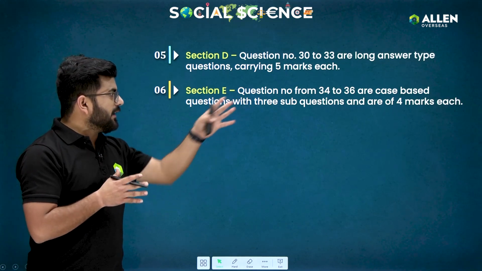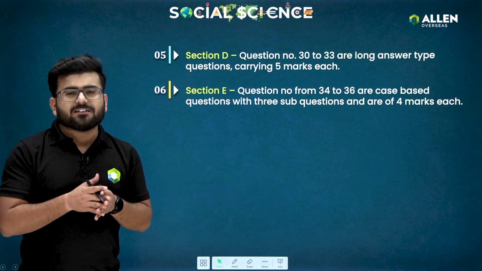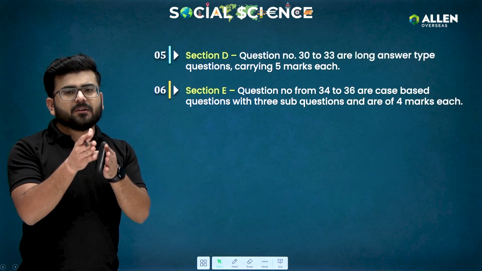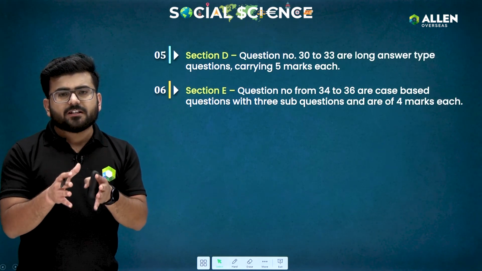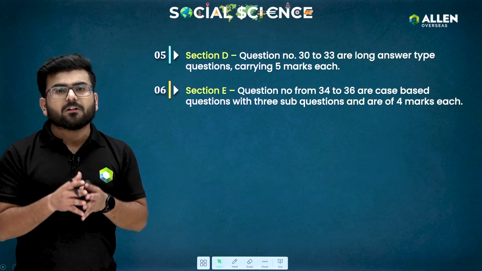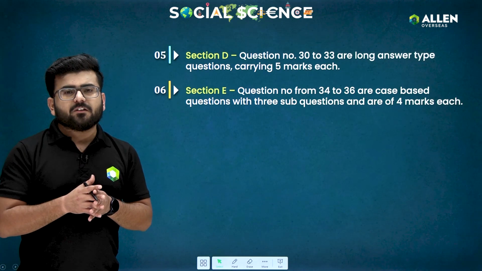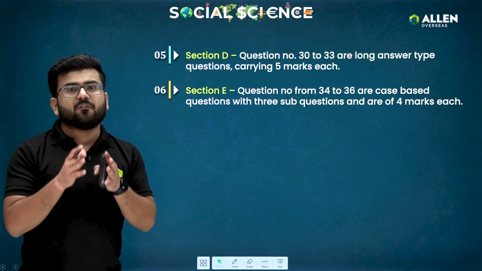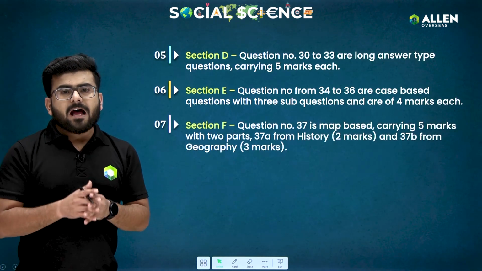For example, if we consider question number 34, question number 34 will be divided into 3 different parts: 34.1, 34.2 and 34.3. Combining all the 3 different questions of question number 34 will make 4 marks. So in section E, every question will be of 4 marks, but the question will have 3 further divisions.